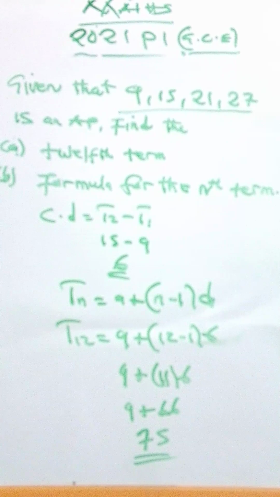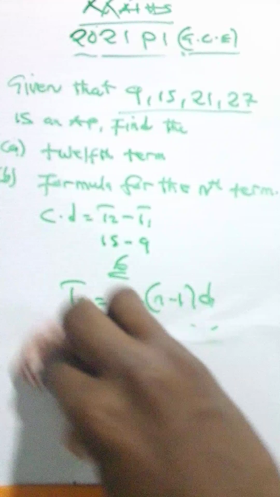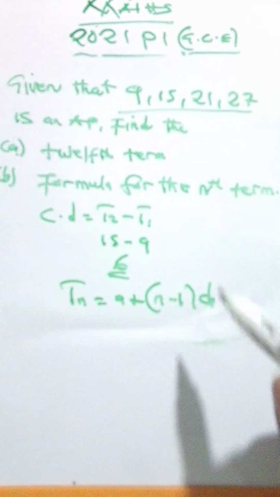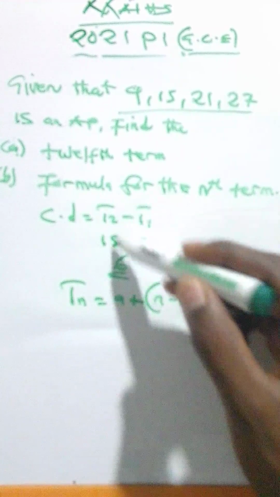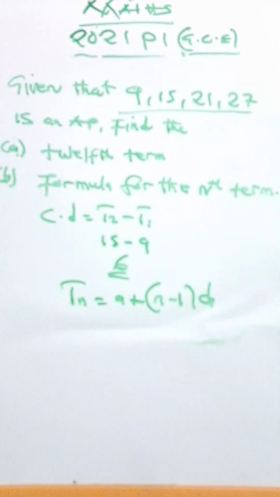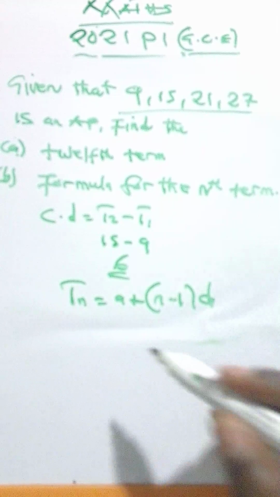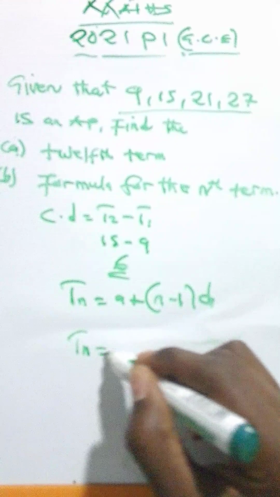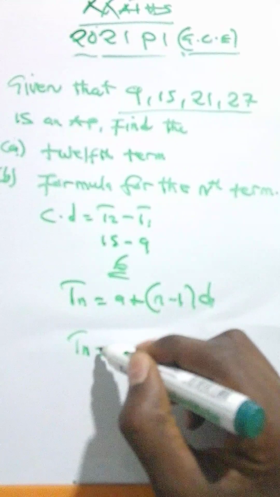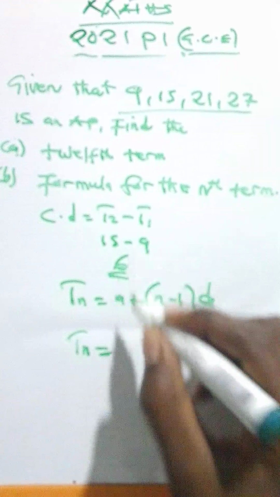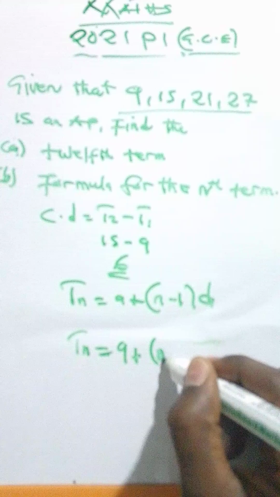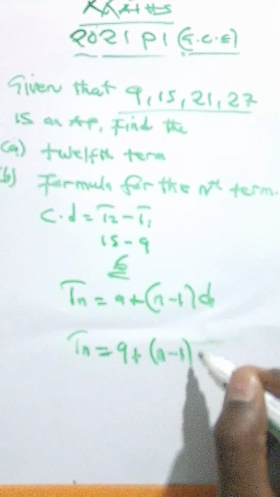Then look at B. Now in this case, they have not given us the number which we're looking for, but they want us to express in form of the nth term, the formula. So we'll say Tn, where n is the number, but in this case we don't have it. So A, which is the first term, so you write your 9, plus n, we don't have, so just n minus 1. Then d, we have 6.